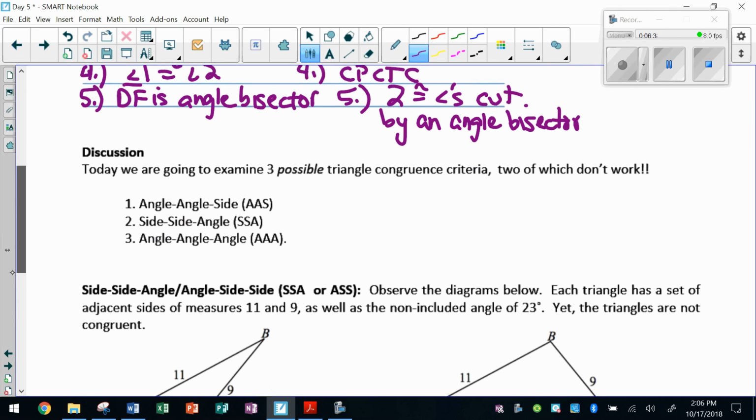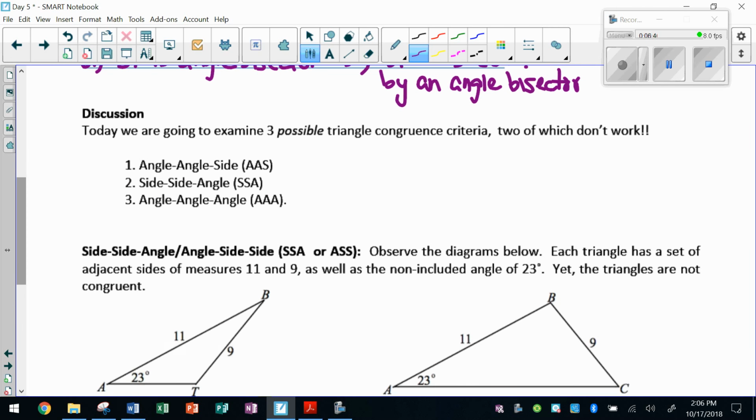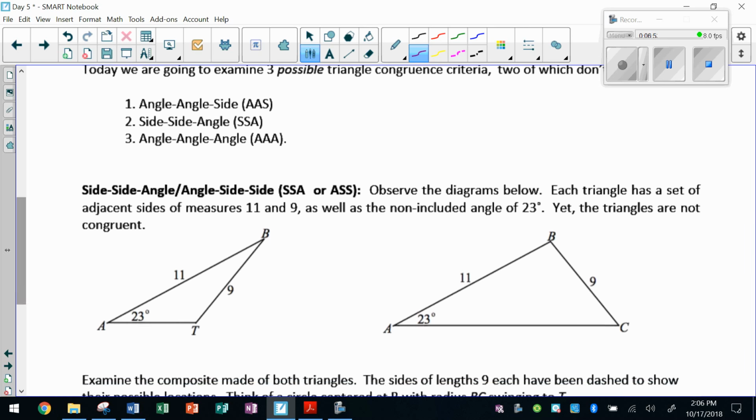So today we're going to examine 3 possible triangle congruence criteria, 2 of which don't work, and we're going to take a look at angle, angle, side, side, side, angle, and angle, angle, angle. So let's take a look at side, side, angle first, also known as angle, side, side. And yes, that does spell a bad word, another word for donkey. So let's take a look at this. So maybe we prefer this one instead, side, side, angle.